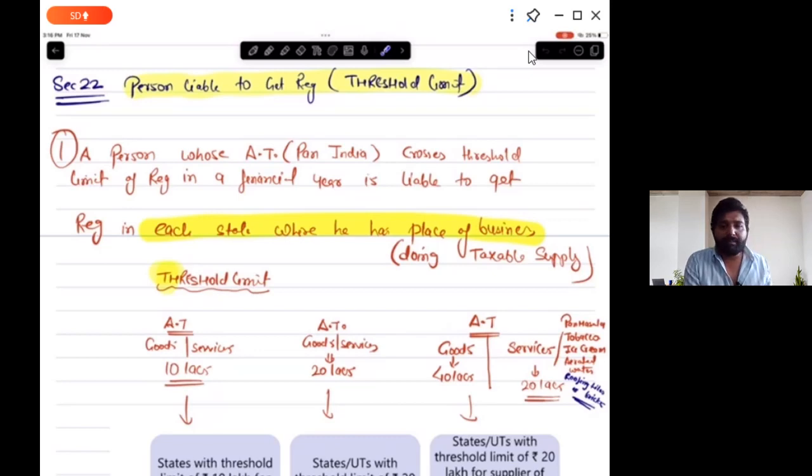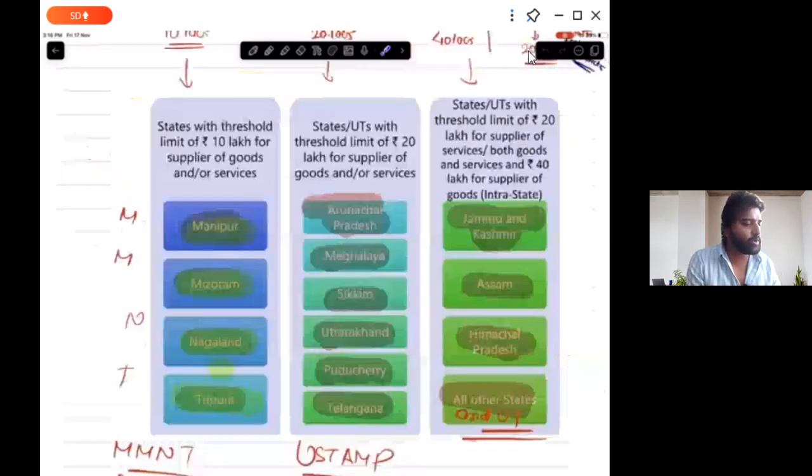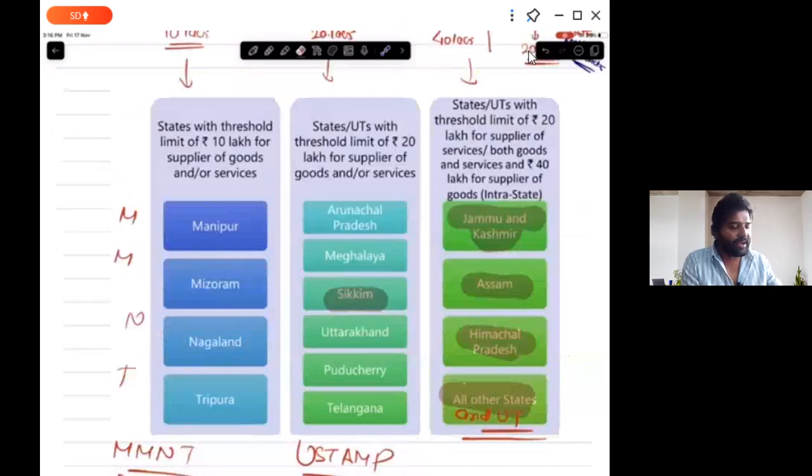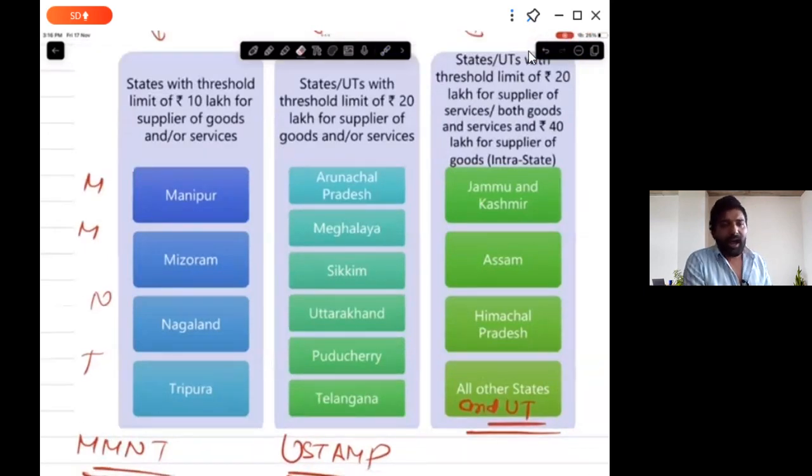We can remember it in a very easy manner. Just look at the screen and I will help you remember it. The first limit is 10 lakh aggregate turnover, and this limit is only for 4 states. I call them MMNT states, a short form to remember: Manipur, Mizoram, Nagaland, and Tripura. There the turnover limit is only 10 lakh, whether it is for goods or services. It doesn't matter.